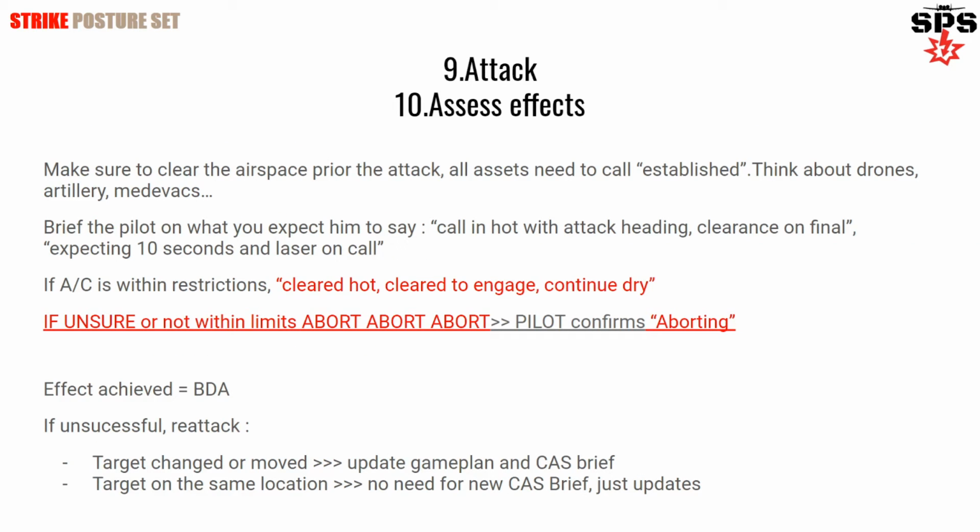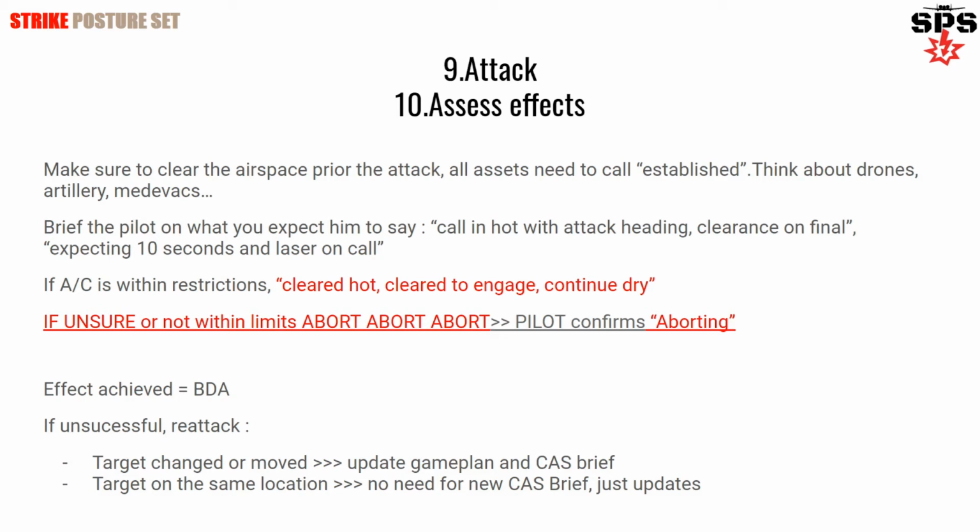So we are now moving on to attack and SSFX, which is step 9 and 10. So now you're correlated, and for the attack, just make sure to clear the airspace. All the assets need to call established. That's how you secure your deconfliction and make sure it's effective. And then you can proceed for the attack. You don't want any asset to cross weapons envelopes or conflict with any other assets. So think about drones, the artillery, the medevacs. And if you have specific calls you want from the pilot, you need to ask him ahead, especially for the ground lasing that we will see in another video.